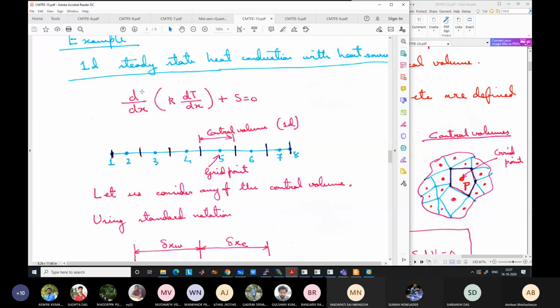So this is our governing differential equation for one-dimensional steady state heat conduction, and let us have a domain, because it's a 1D problem. Our domain is say from 1 to 8, and we are dividing, so it is similar to your exam problem, and we are dividing into 6 control volumes.